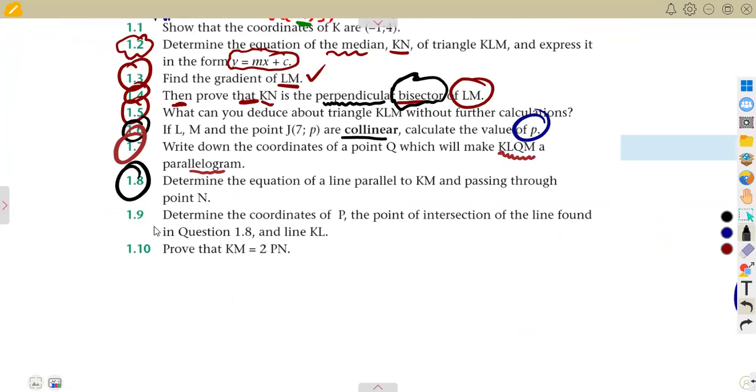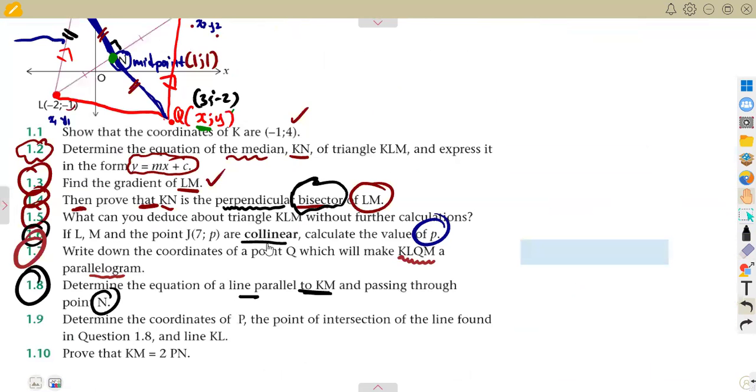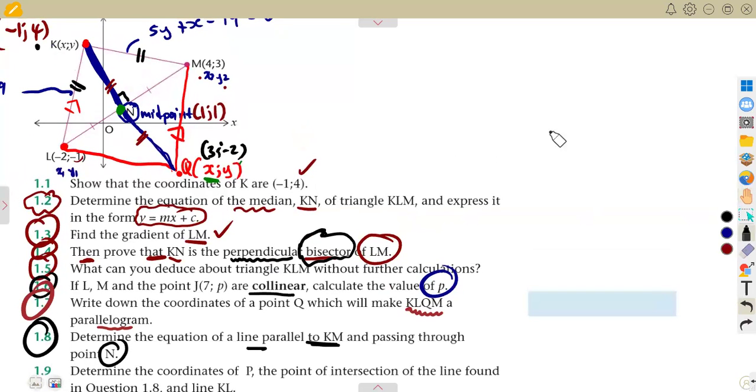Determine the equation on 1.8. We need to determine the equation of a line parallel to KM, passing through N. All right, so this is what we need here, 1.8. We are given that the line is parallel to KM, and passes through N. We are given where it is going to pass through, which is N. Remember, N is our midpoint, the one that we used.